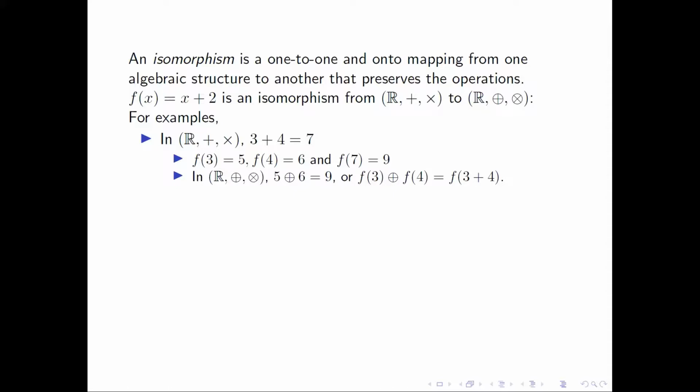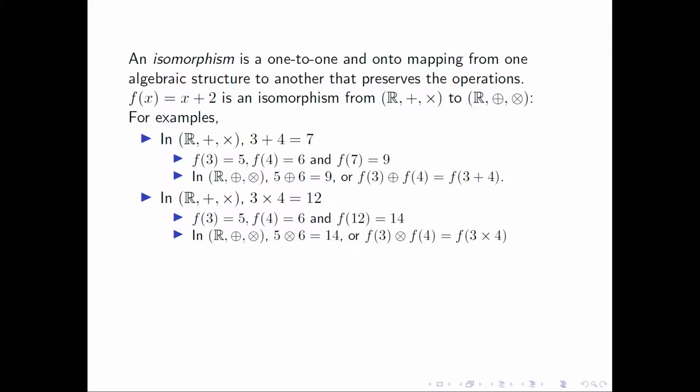We have a similar story for multiplication and circled multiplication. We have 3 times 4 equals 12. And f of 3 again is 5, f of 4 is 6, and f of 12 is 14. Then in the second algebraic structure, we have 5 circled times 6 equals 14. You can verify that. Or f of 3 circled times f of 4 equals f of 3 times 4.